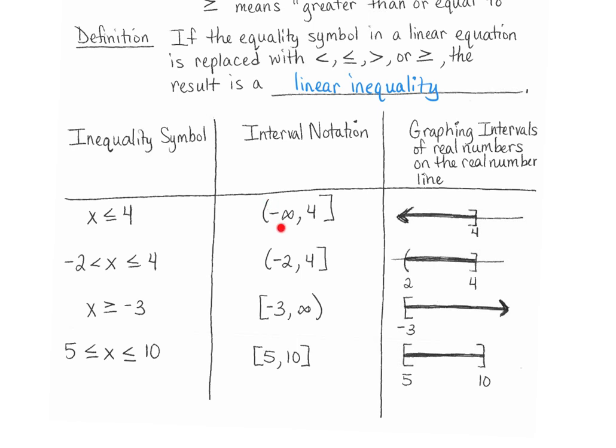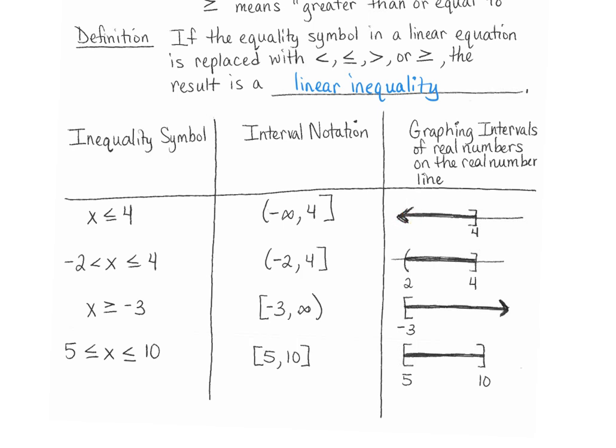Remember that negative infinity means decreasing without bound, and infinity means increasing without bound. So they're not numbers. They're symbols used to indicate moving in a direction, really large or really negative. So x less than or equal to 4 has this interval notation representation. Graphically, you take the number line, you put a bracket at 4 because we want to include 4, and then you shade everything to the left of it.